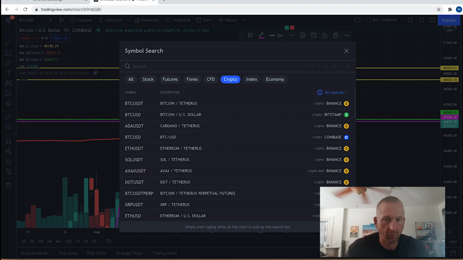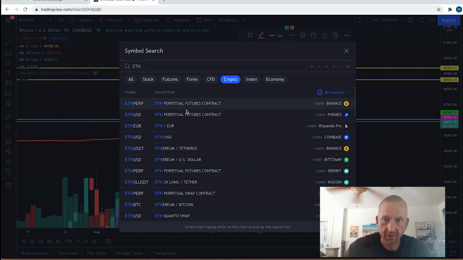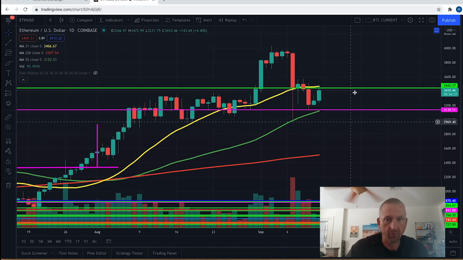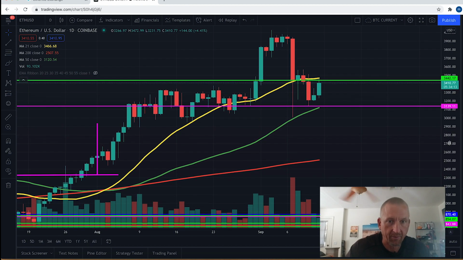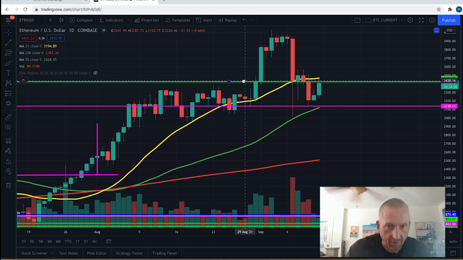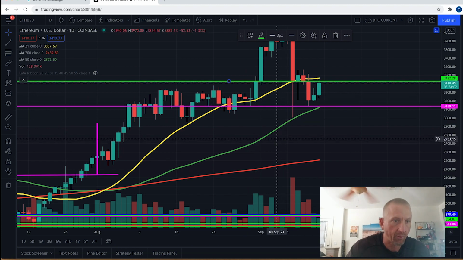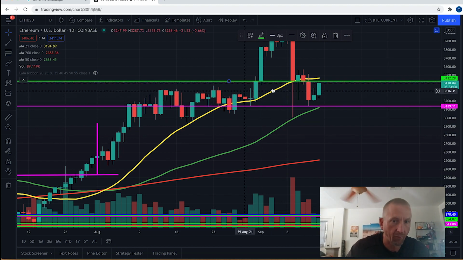Let's run over to Ethereum really quickly, and I saw something on Ethereum too that looked really good. Take a look at Ethereum. I mean, Ethereum is super strong. This green level will be our resistance, and look at where we're at right here. So once we build support right at this 34, 32 level, this is a strong support.